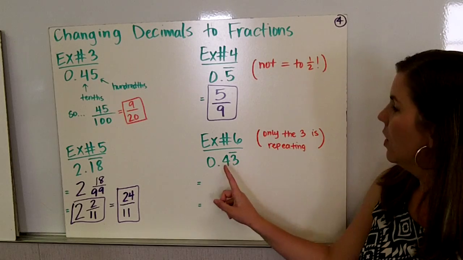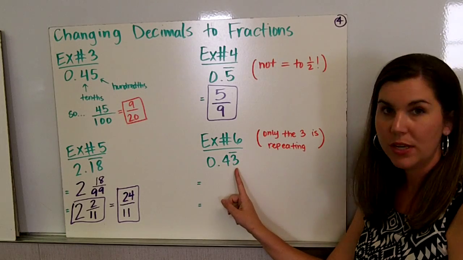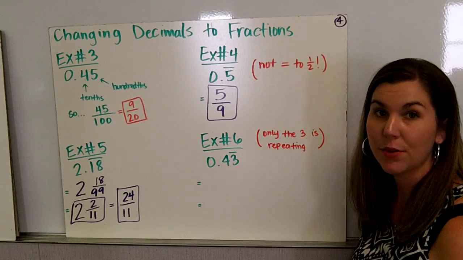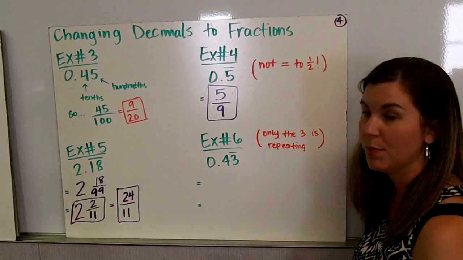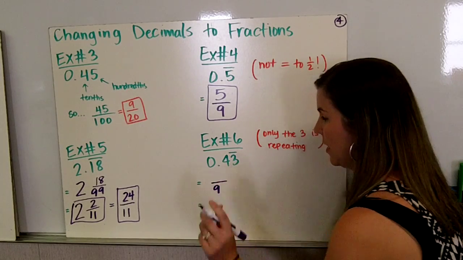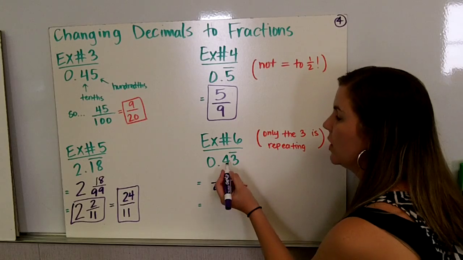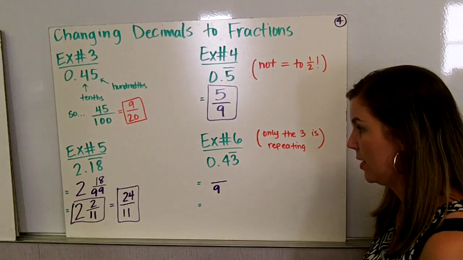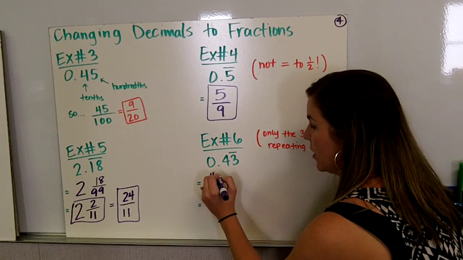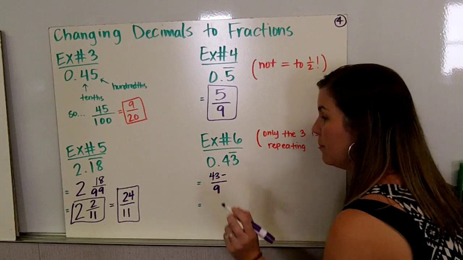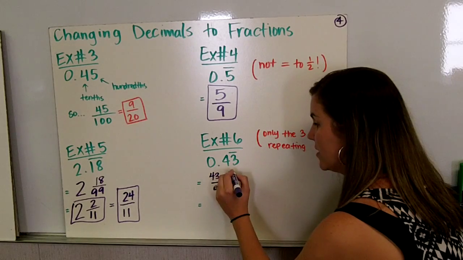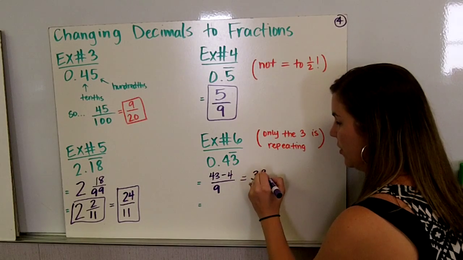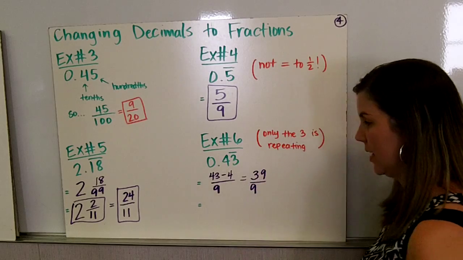Example 6. Only the 3 is repeating. The 3 is the only digit under the bar. So this one's a little bit different. We have 1 digit under the bar, so we put 1 nine in the bottom. Then you look at the whole thing. Only the 3 is repeated. You subtract the part out that is not repeated. So you're going to say 43 is the whole thing. Subtract the part that's not under the bar, so minus 4. 43 minus 4 is going to go on the top. Well, that is 39. 39 over 9.